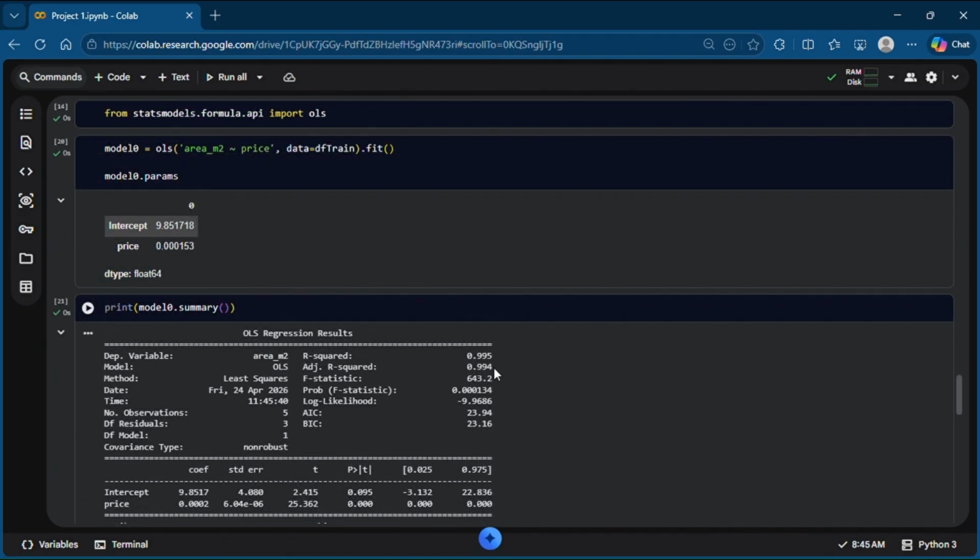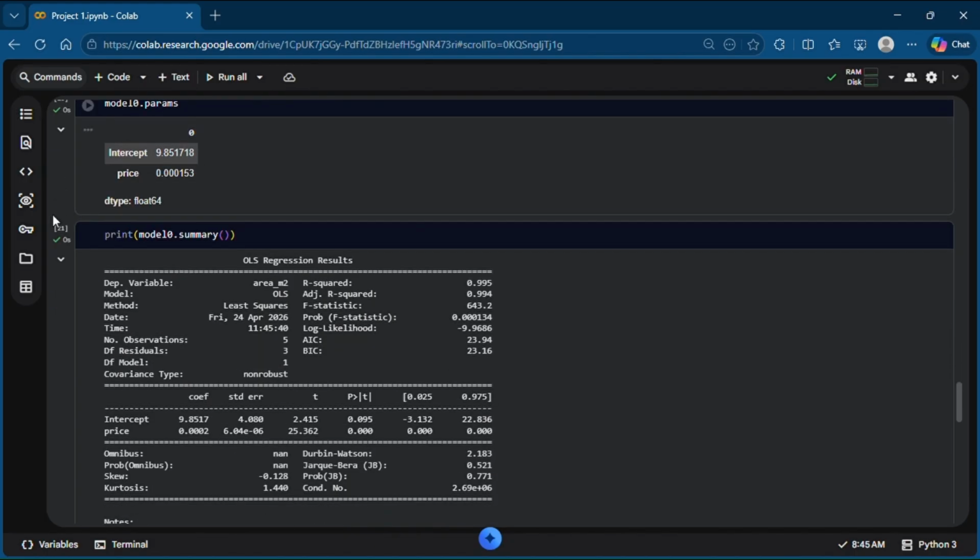Okay guys, I perceived that I committed a mistake, right? Because I associated the price with the area m squared, so I just shifted the variables. The price will be the response variable, and the area m squared will be the explanatory variable. That is, the area m squared will be the dependent variable that will stay in the y-axis, and the price will stay in the x-axis.